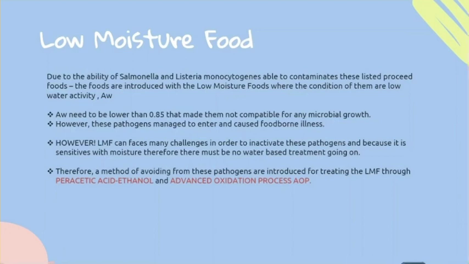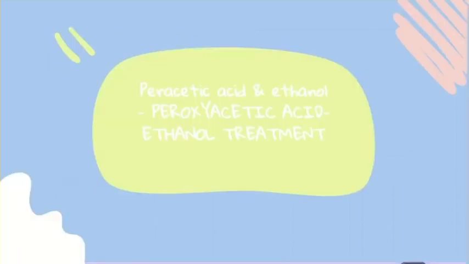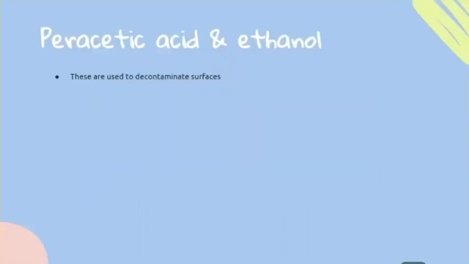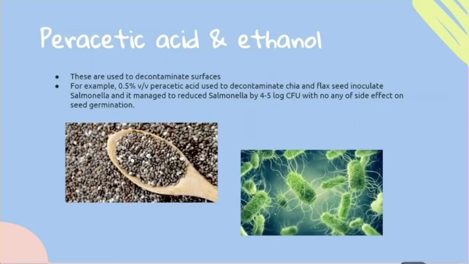They are peracetic acid-ethanol and Advanced Oxidation Process, AOP. The first treatment, peracetic acid and ethanol, is used to decontaminate surfaces. The peracetic acid is used to decontaminate both chia and flax seeds, where it managed to reduce Salmonella by 4 to 5 log colony-forming units without giving any side effects.